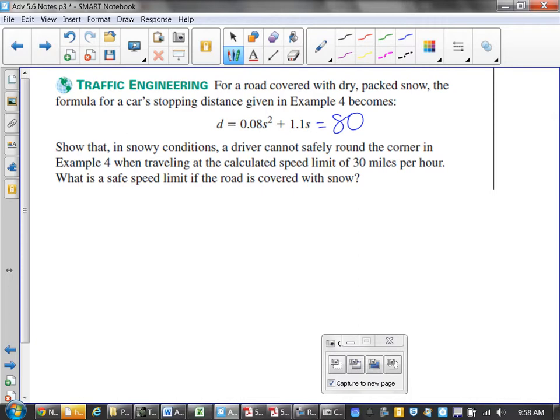Like I just said, this problem didn't tell you that you had to use the 80 from an earlier part. It was worded like horse patootie.